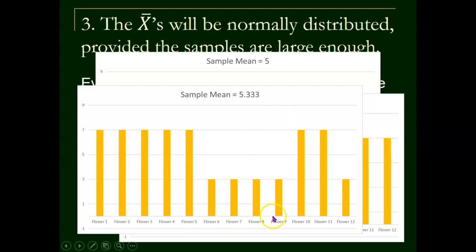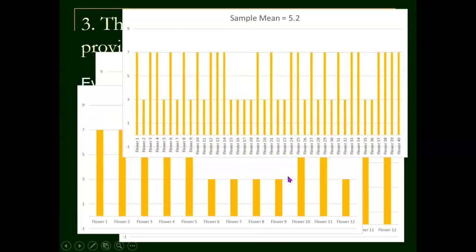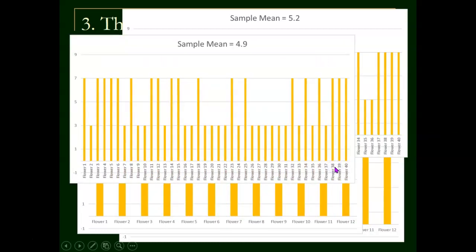Like instead of just 12 flowers in each sample, if you had 40 flowers in each sample. Everybody pick a sample of 40 flowers, calculate the sample mean, and then look at all those different sample means for all those different samples of 40 flowers. Some are more than 5, some are less than 5, some might be exactly 5, but they would follow a normal distribution. If you graphed them out, plotted your data, they would follow something that looks pretty close to that bell-shaped curve. That's the shape of our normal distribution.